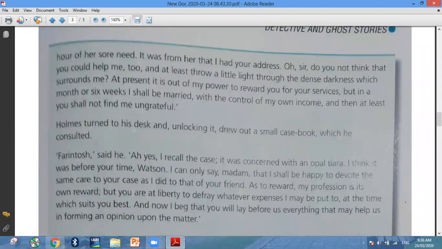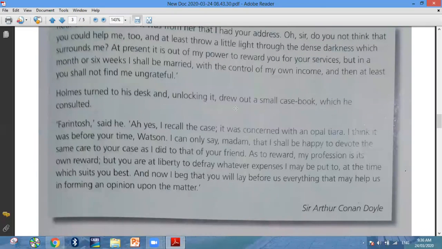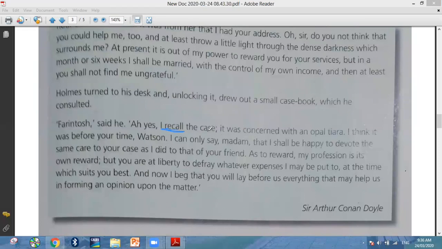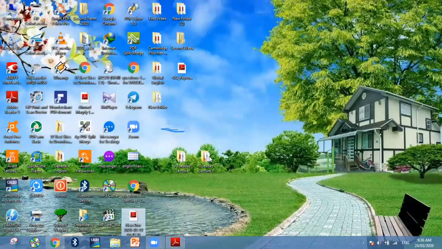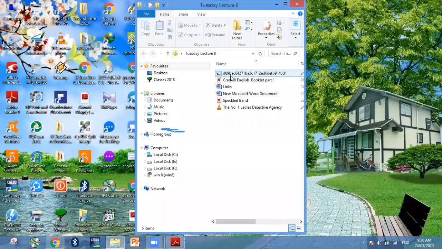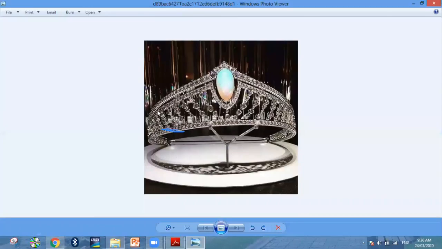Holmes turned to his desk and, unlocking it, drew out a small casebook which he consulted. "Fantosh," said he. "Ah, yes, I recall the case. It was concerned with an opal tiara." Here, recall means remember. This is an opal tiara that women wear.